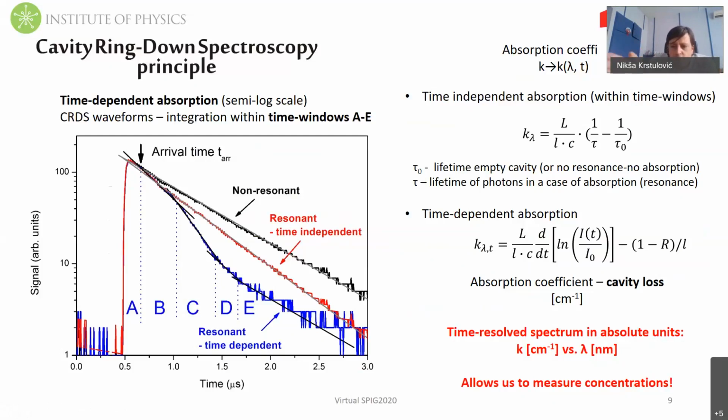And of course, cavity ring down spectroscopy is not a qualitative but a quantitative technique, because it allows us to measure the absorption coefficient in inverse centimeters, in absolute units, which allows us to determine the concentration of particular species in plasma.